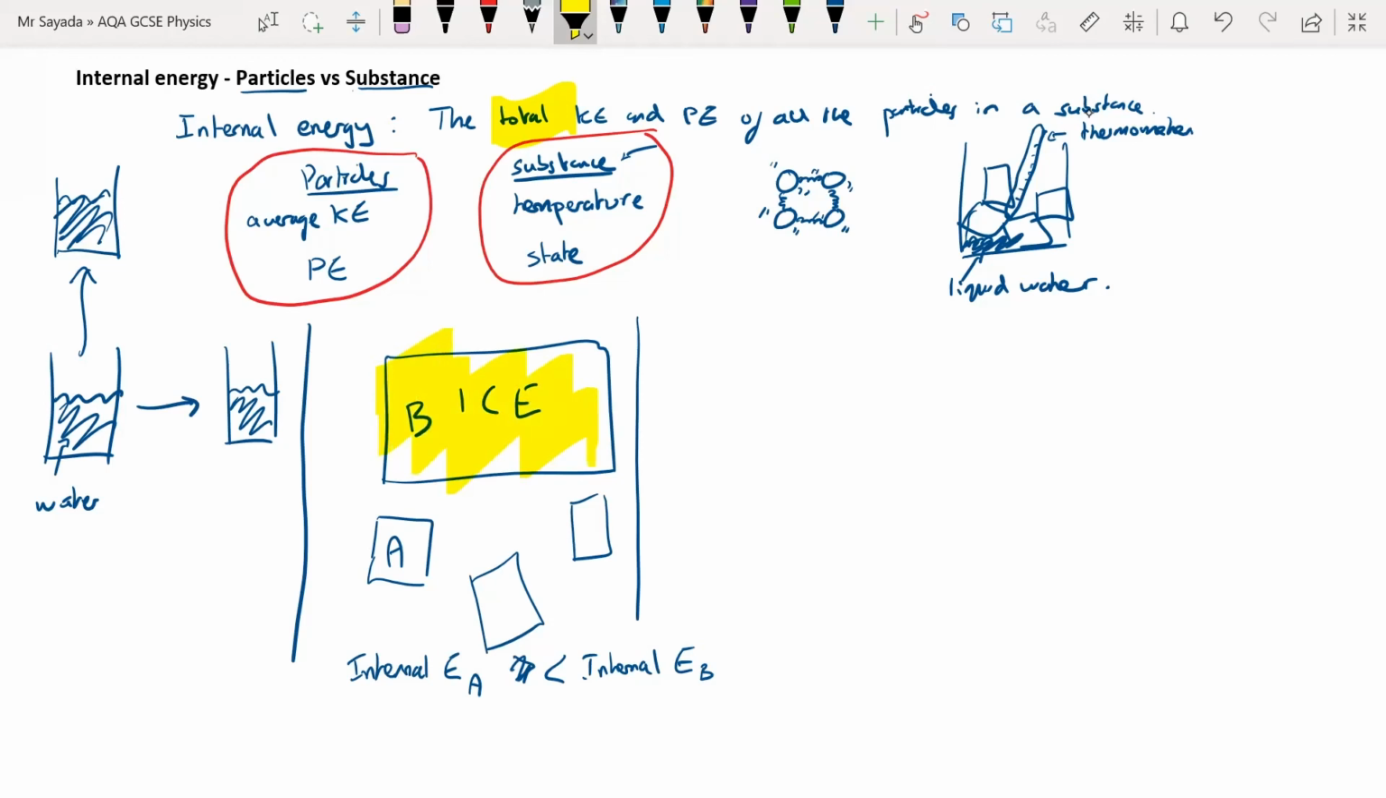B, there's more of it. A, there's less of it. So B is going to have more particles and therefore more total kinetic energy, therefore more internal energy. Piece A is smaller. It's got fewer particles. Those particles have the same average kinetic energy, but it's smaller, so it's got less internal energy.